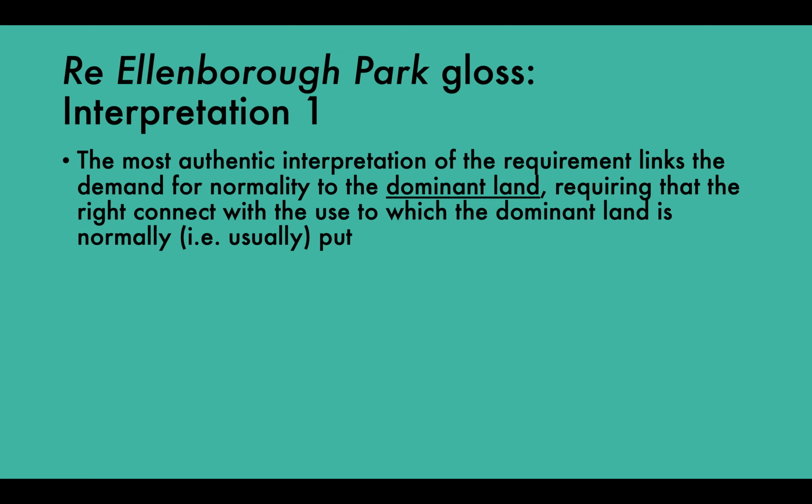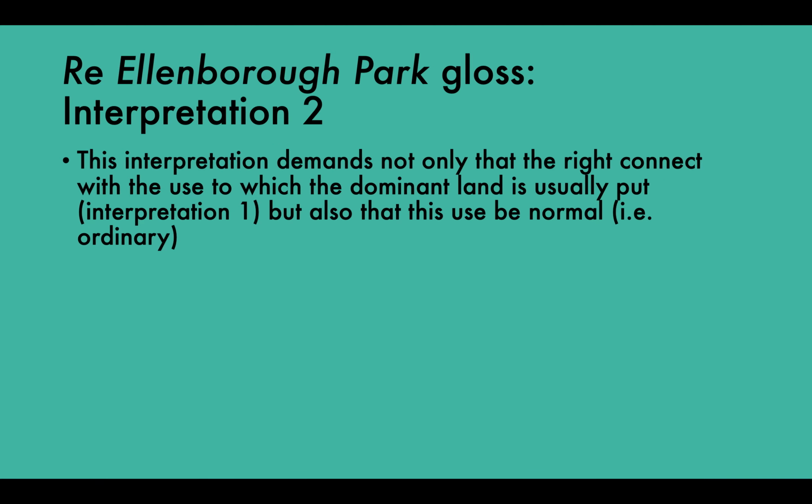The second interpretation demands not only that the right connect with the use to which the dominant land is usually put, which is the first interpretation, but also that this use be normal, i.e. ordinary. So for example, even if the dominant land is usually used as a base for Druidism and has been for many centuries, any right connected with this use cannot accommodate the dominant land because this use is not ordinary.